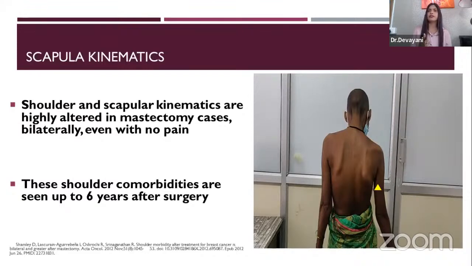So it's very important to keep in mind that even after 6 years, it's possible for her to have a frozen shoulder. It's possible to have a neck shoulder syndrome or even cervical issues. So this is something very important, the 6 year span, which is found in various studies, an average of 6 years.